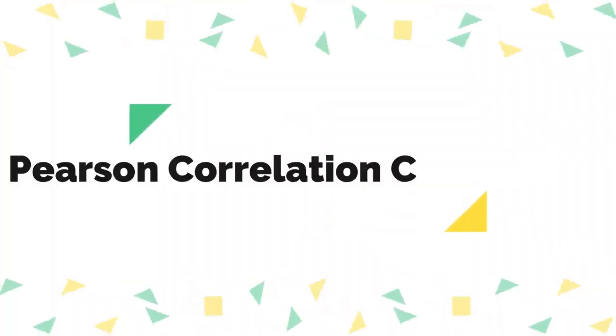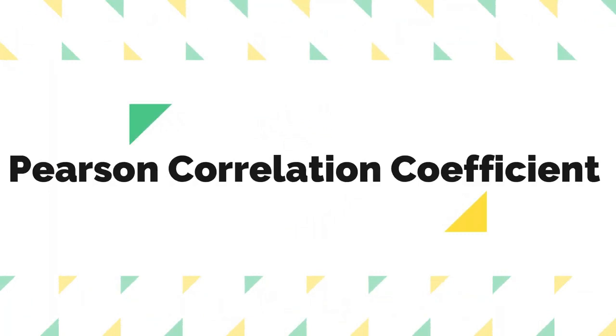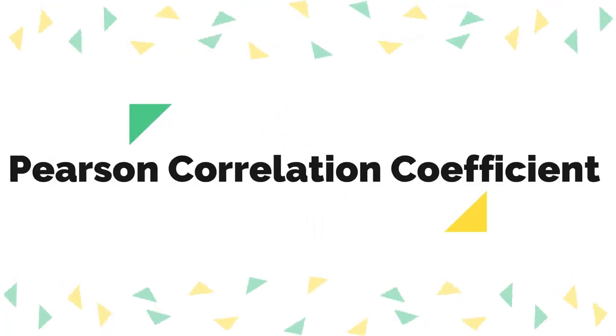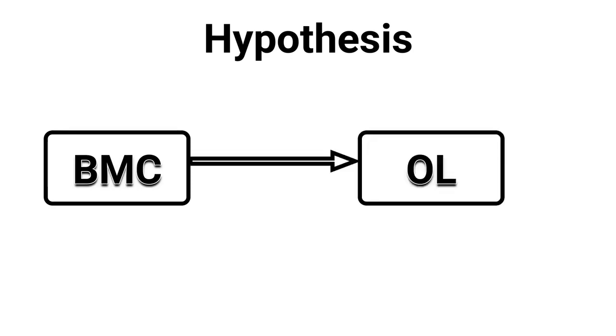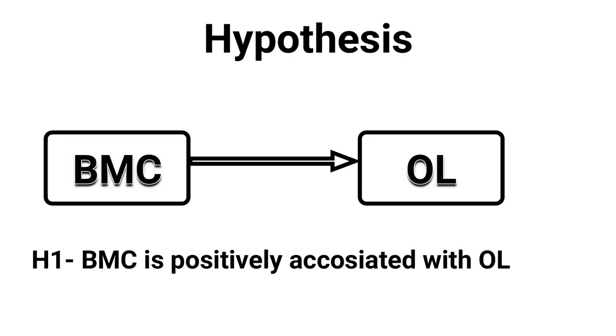Now we will look at how to calculate the Pearson correlation coefficient in SPSS and how to interpret the result. For example, this is my hypothesis: BMC is positively associated with OL. In this case, I have two variables, BMC and OL. BMC is the independent variable and OL is the dependent variable. In order to prove this hypothesis and positive association, a correlation test will be performed in SPSS.